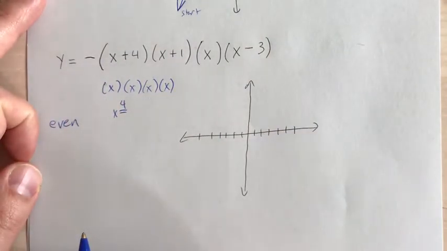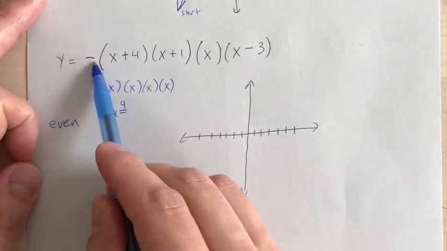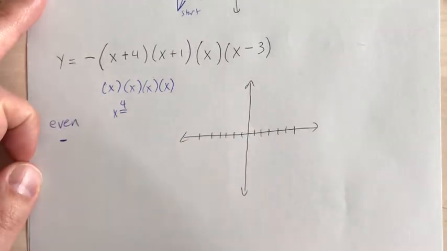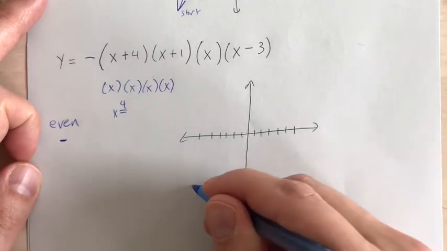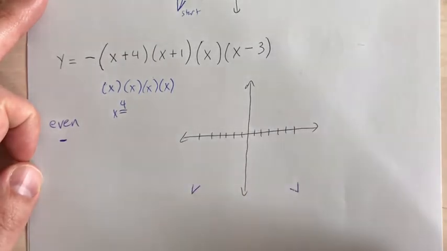And I'm going to look out front for my leading coefficient. In this case, that would be a negative. So I'm going to think even function with a negative leading coefficient. My tails this time, if you refer back to that chart, would both be pointing down. So on the left side we have an arrow pointing down, and on the right side we have an arrow pointing down.